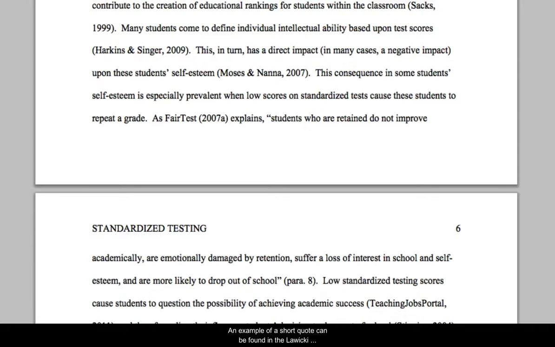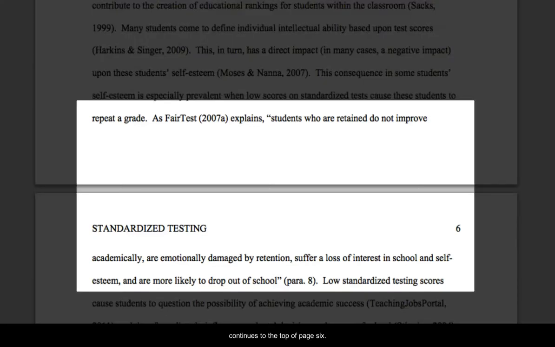An example of a short quote can be found in the Lewicki paper, which is on my website. The short quote begins at the bottom of page 5 and continues to the top of page 6. The direct quote states the following. As Fair Test 2007A explains, quote, "Students who are retained do not improve academically, are emotionally damaged by retention, suffer a loss of interest in school and self-esteem, and are more likely to drop out of school," unquote, paragraph 8.